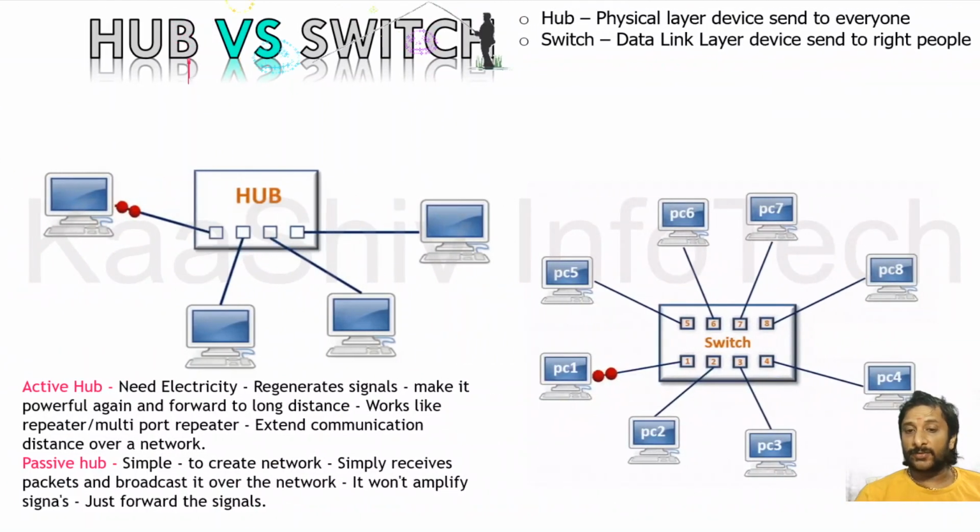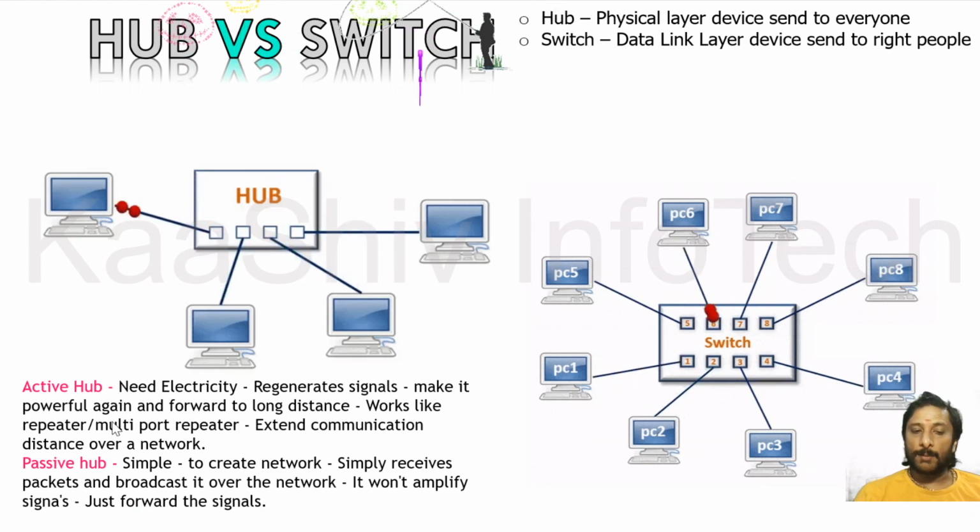So here is the difference between the hub and the switch. The hub is nothing but a physical layer device. It is asked in CTS and in many interview questions. Whereas a switch is a data link layer device. The hub will send data to everyone, while the switch will send to the correct destination.